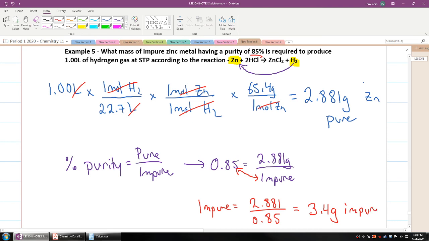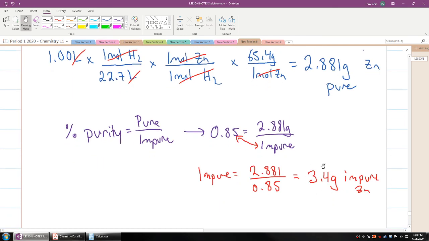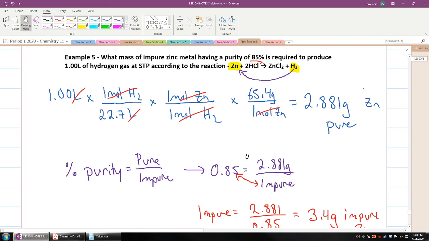And this is the impure zinc we're going to have. So if I wanted to produce 1 liter of hydrogen gas, if I had pure 100% zinc, I would only have needed 2.881 grams. But because I have impure zinc, I need 3.4 grams to make it produce 1 liter of hydrogen gas.